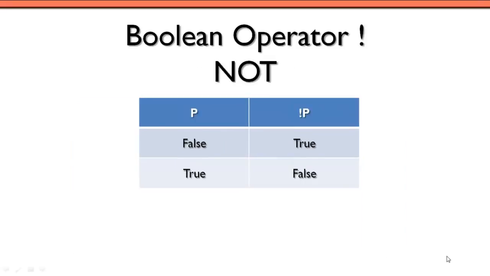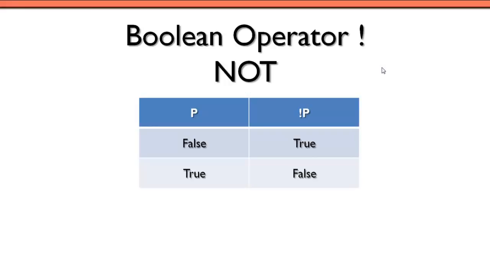Okay, so the last Boolean operator that we're going to look at is the not operator. The not operator is just simply the exclamation point. It is different from the other Boolean operators in that it is a unary operator, meaning it only works on one operand, whereas the other Boolean operators were binary operators, so they worked on two operands. The not operator is real simple. It basically says whatever our Boolean expression is, we want to flip it. So if P is false, not P would be true. If P was true, not P would be false.